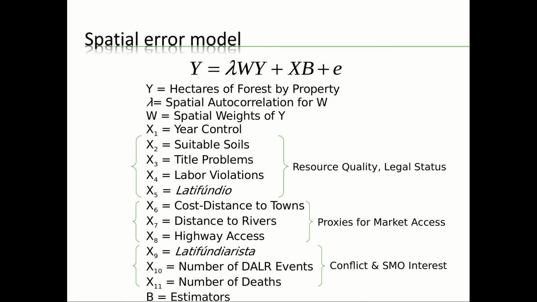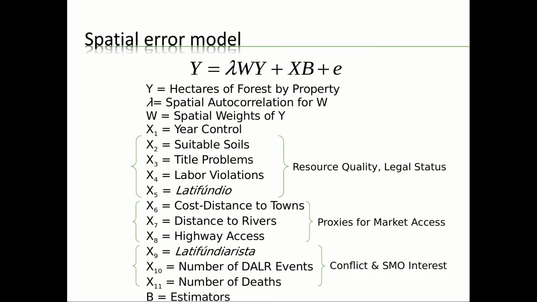So you can do this by adjustment to a simple regression model. Some of you might know regression, multiple regression. Essentially, you can predict the outcome of Y, which is called a dependent variable, by using the values of a bunch of different independent variables. In this case, we have a number of them, including the passage of time, variables covering resource quality and the legal status of land, proxies for access to markets, and also conflict and SMO interest.